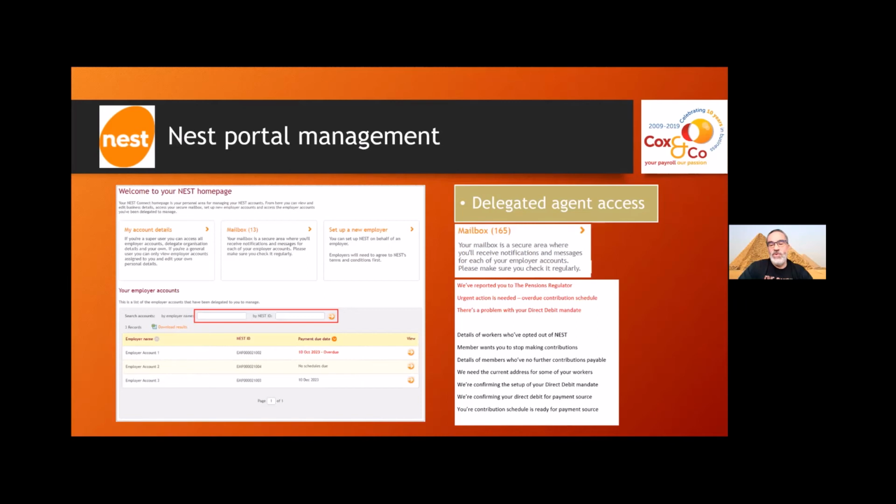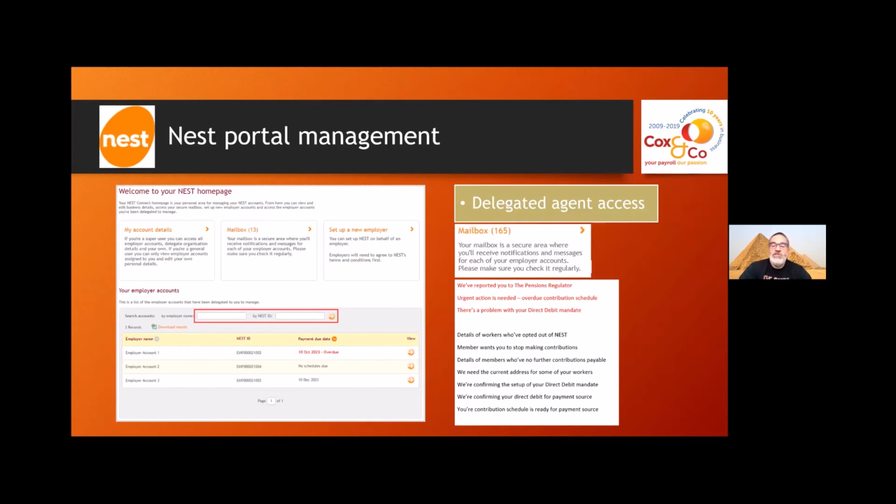Bearing in mind, we get all of these. Any email you get, we get. So we get an email and we can go on at any time and get an overview that shows if anyone's got contributions overdue or anyone's been reported to the pension regulator. So that's 165 emails. We just get hundreds of them. They're far too many. We get the important ones.